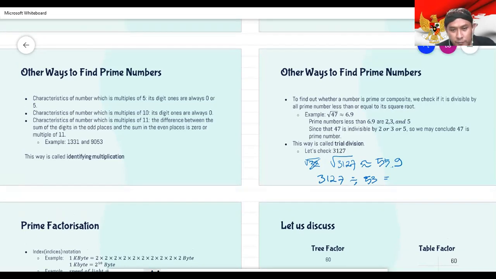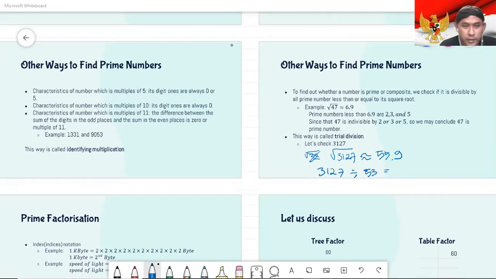Let's prove it. 3,127 divided by 53. The answer is 59. So it seems that 3,127 is a prime number, right? It seems. But when we prove it with this method, we find that 3,127 is not a prime number. That's it.